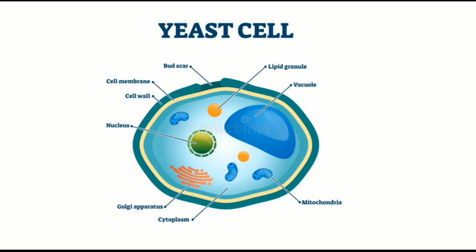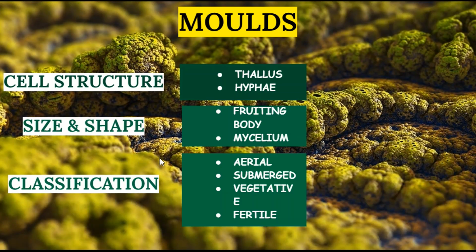Next, molds. What are molds? Molds are eukaryotic structures which are often multicellular, and they are composed of the fruiting body above and little branch-like structures called mycelium. The whole body of the mold is referred to as thallus, which produces spores. So the cell structure mainly combines thallus and hyphae. Many hyphae, the branches, combine to form mycelium.